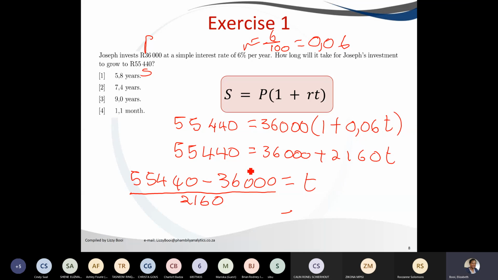And what will be your final answer? T is equal to 9. When you solve 55,440 minus 36,000, divided by 2,160, the answer you will get will be 9.